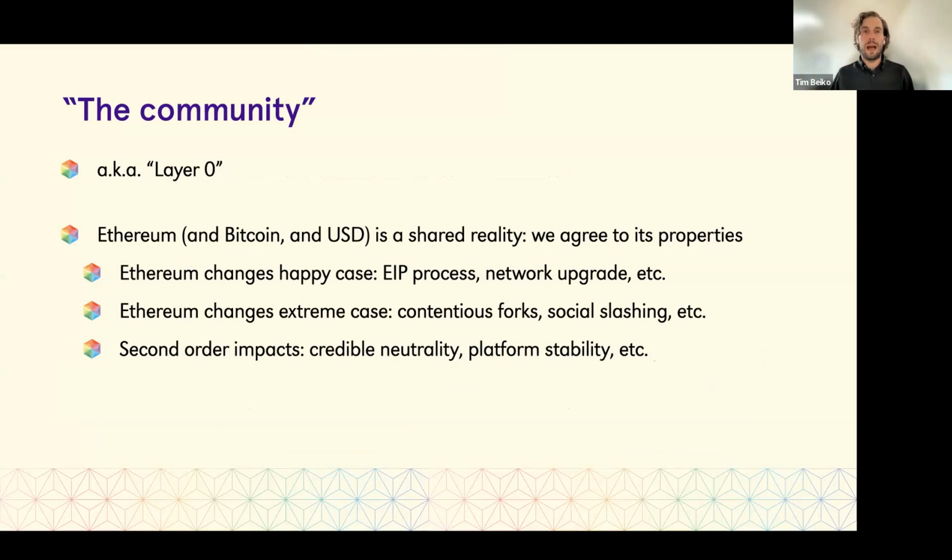But then if we have some extreme scenarios like a contentious fork or some validators behaving badly and reorganizing the chain that would require social slashing, there's no single way to do this. The community needs to gather together and figure out how to address the solution. And because there's no process here, there's no legitimate way to deal with things. And so you really want to think about second order impacts of the action. So, how does this change or this proposal affect the credible neutrality of Ethereum? How does it affect its stability as a platform and so on?